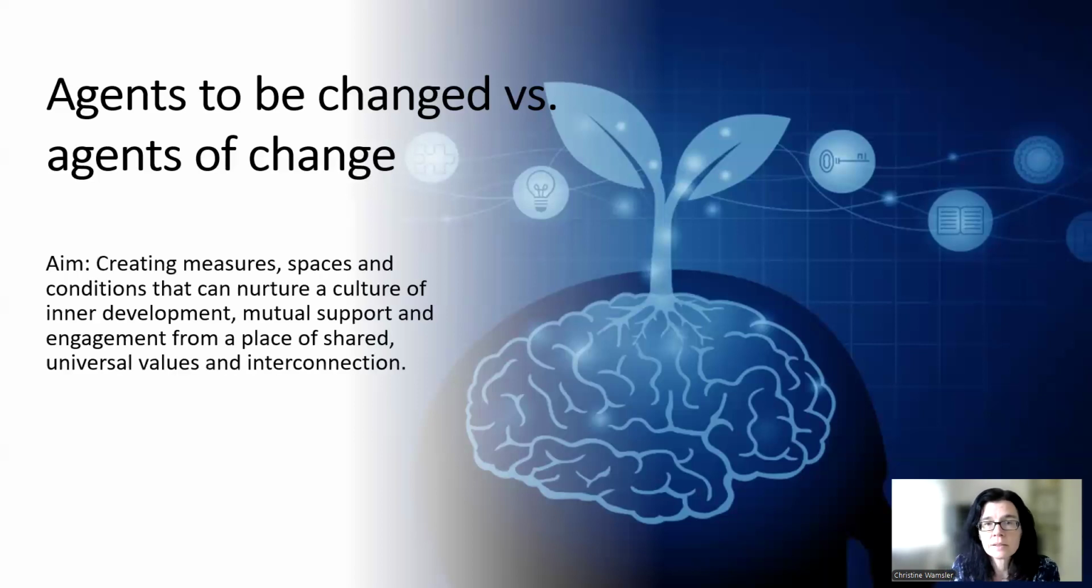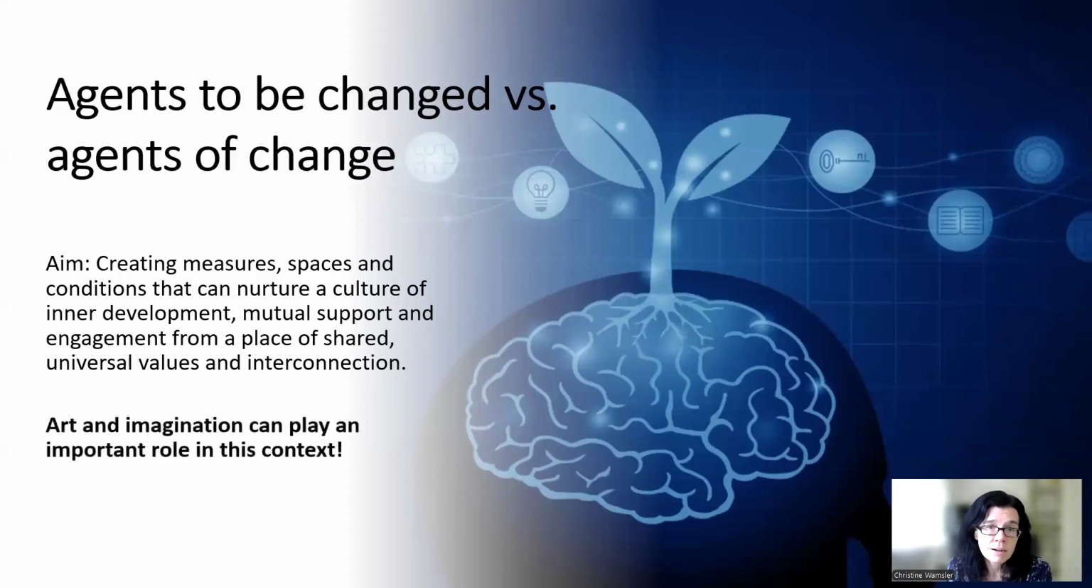So instead, from a sustainability perspective, we need to create measures, spaces, and conditions that nurture a culture of inner development, mutual support, and engagement from a place of shared universal values and interconnection. And this will then ultimately rattle unsustainable norms, cultures, and power structures. And art and creativity and imagination can play an important role in this context.